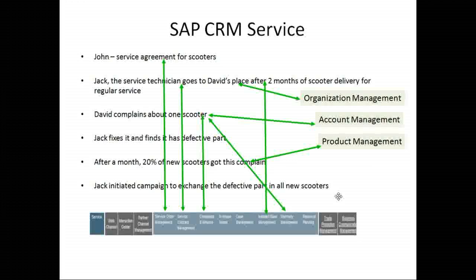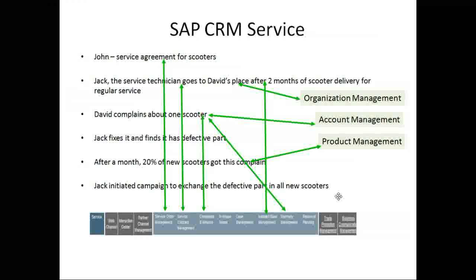So here the master data setup, that is account management, will have the information about the hierarchical representation of the company ABC, in which it will have Jack as the service technician employee, and account management will consist of the details about David and David's company. Product management will have the details about this new scooter, its features, and it will also store the details for which part has to be exchanged at all customer premises. It will have the detail about the defective part as well.